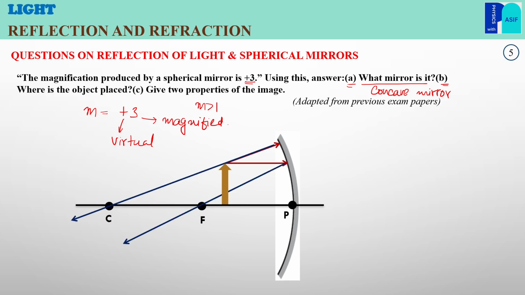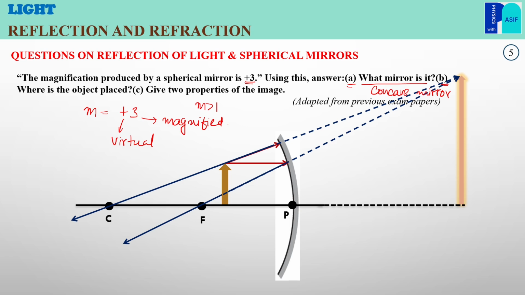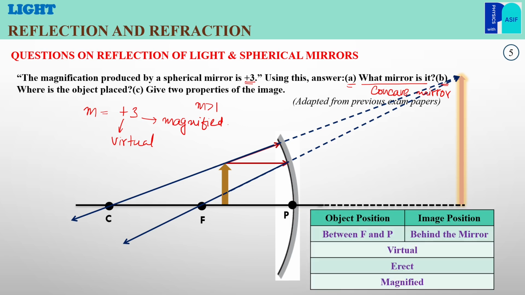And if you observe here, the reflected rays are not parallel to each other. They are actually diverging. Therefore, the image will be formed behind the mirror. That means if you extend these two rays, they will meet at a point behind the mirror. And the image formed is a virtual erect one. The properties of the image are virtual, erect and magnified.